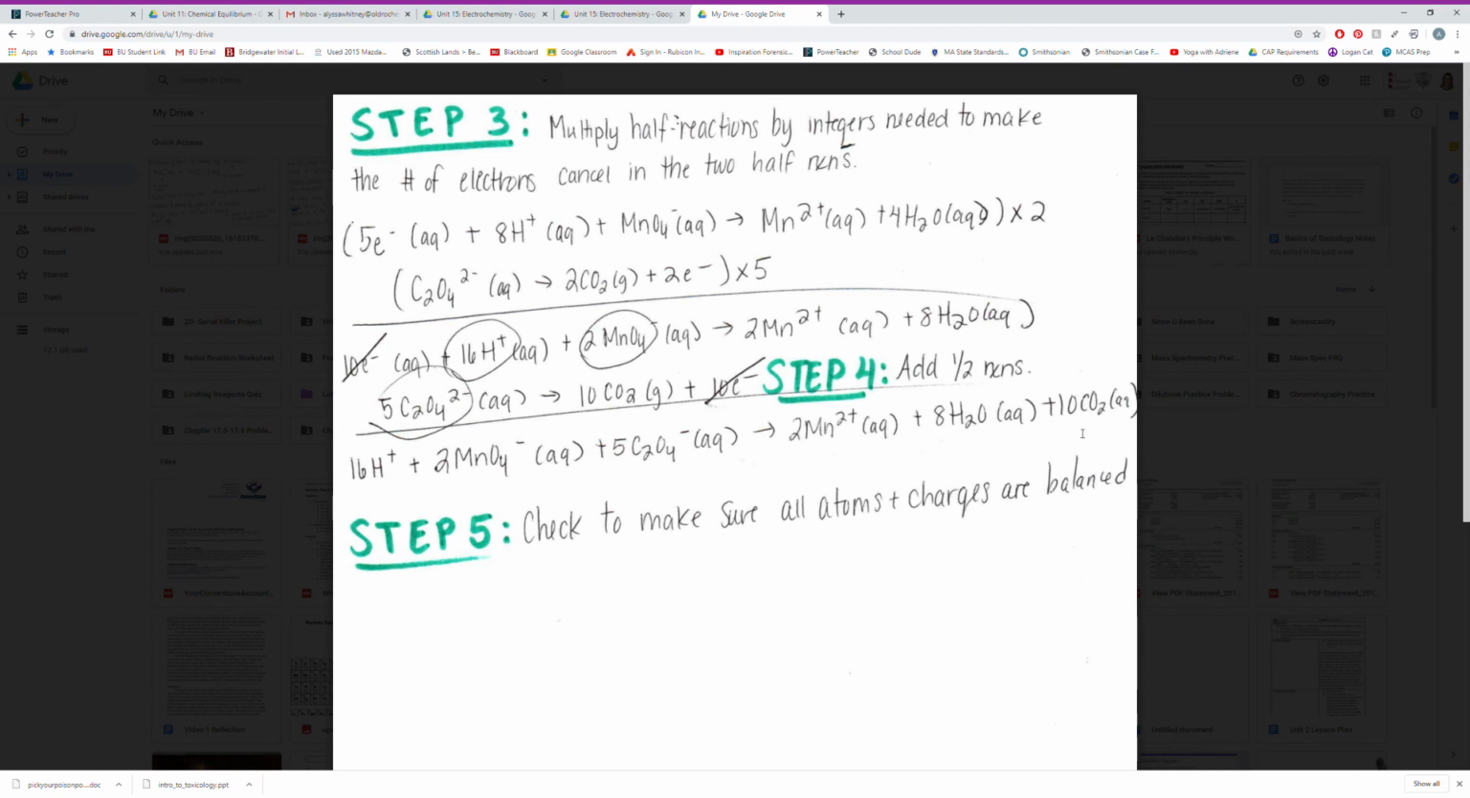And this is your overall balanced redox reaction in aqueous solution. Step 5 is just to check and make sure that all atoms and charges are balanced, and you will find that they are. Hopefully that makes sense.